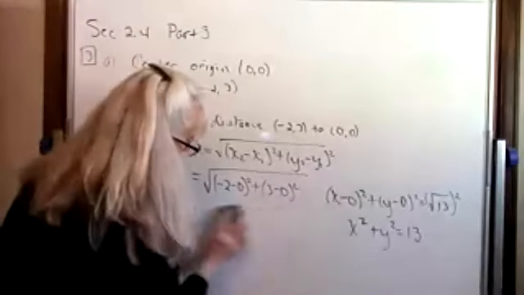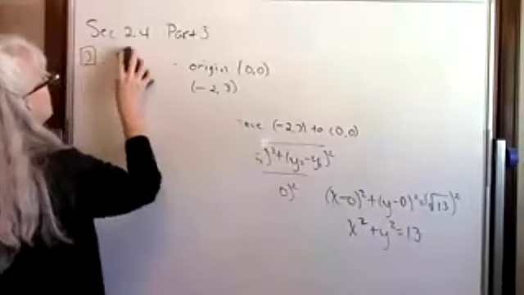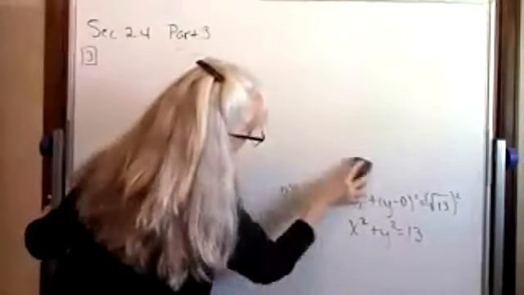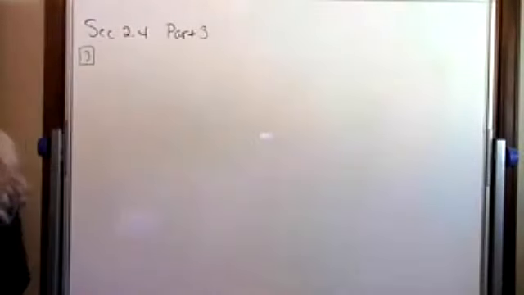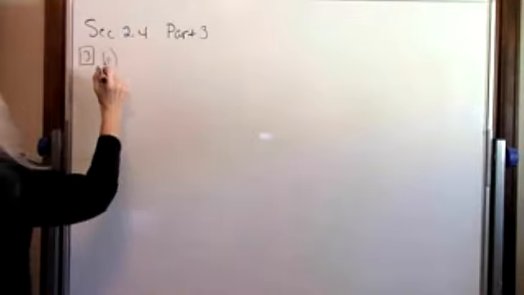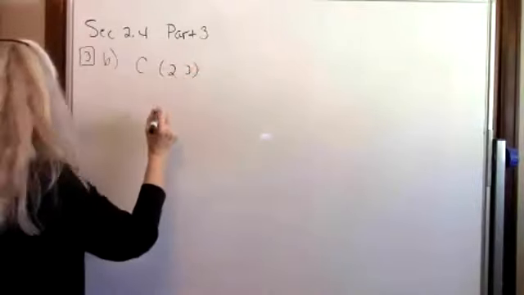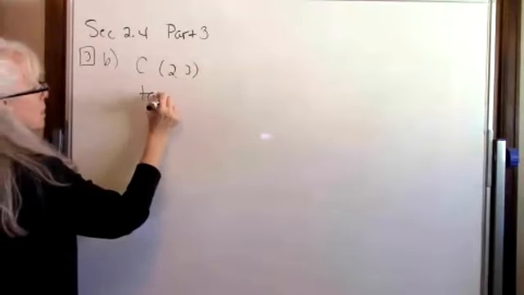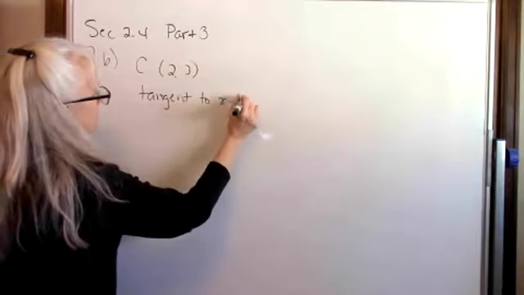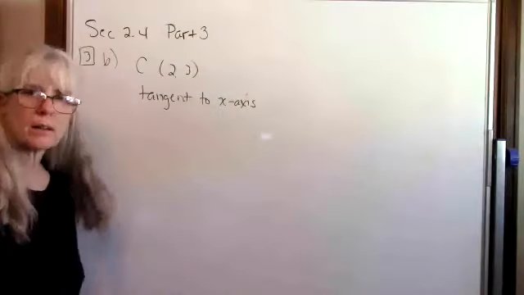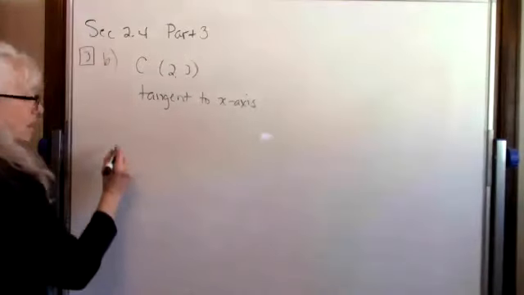Our next example, part B on that problem. Part B says, this time the center is at the point 2, 3, and it is tangent to the x-axis. So this does not mean a trig kind of tangent. This is tangent, it comes in and touches in just a single spot kind of tangent.